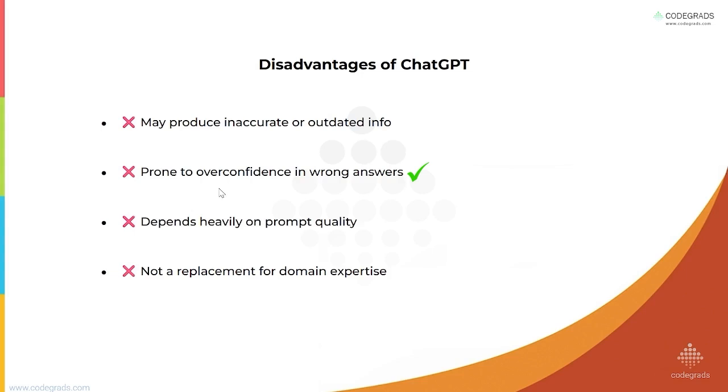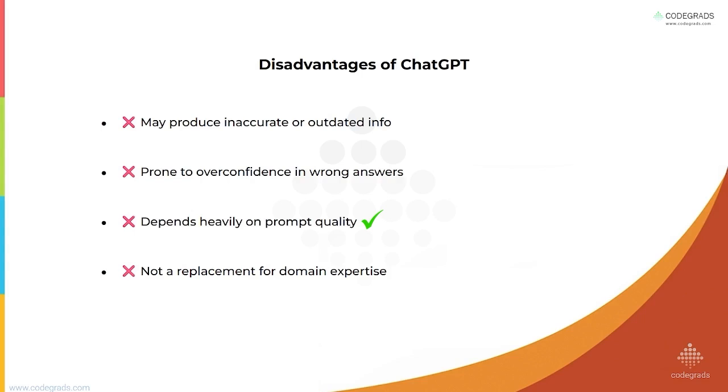Now, it is prone to overconfidence in wrong answers. Sometimes it may hallucinate, and it can overconfidently give a wrong answer, which we might assume to be correct. So we should always verify the answers given by ChatGPT. Now, it depends heavily on prompt quality. So there comes prompt engineering.